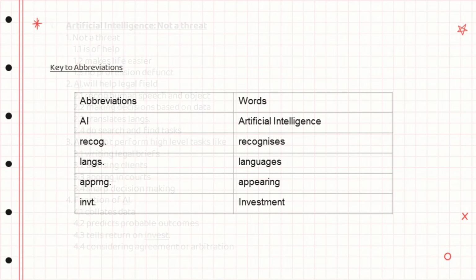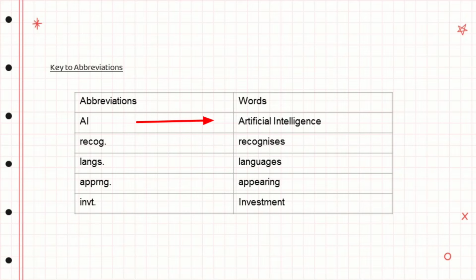Now what comes next? The key to abbreviations. Now what abbreviations have been used? So we make a table comprising of 2 columns. So the first one is the abbreviations, the other is the words. So AI is used for artificial intelligence, recog is used for recognizes, langs is used for languages, APPRNG is used for appearing, and INVT has been used for investment.